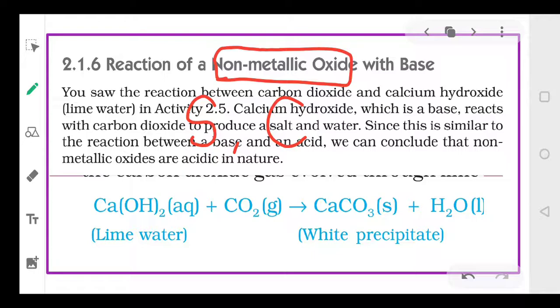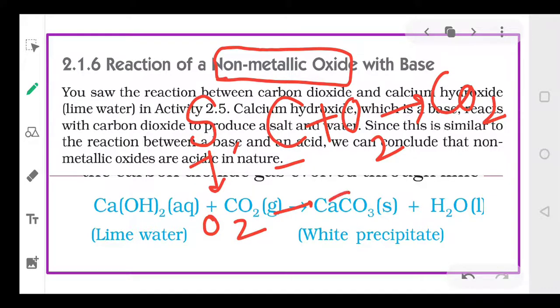What do we call these? Non-metals. Sulfur is there. Carbon is there. Now when they react with oxygen, if carbon reacts with oxygen, it will form carbon dioxide. If sulfur reacts with oxygen, it will form sulfur dioxide. These are a few examples of non-metallic oxides. When non-metal reacts with oxygen, they form non-metallic oxide. Clear? Now what is a base?